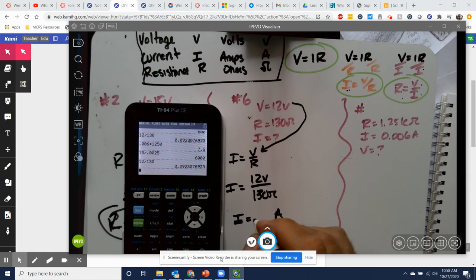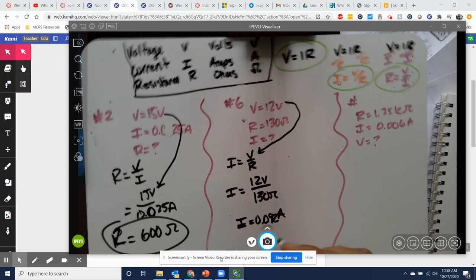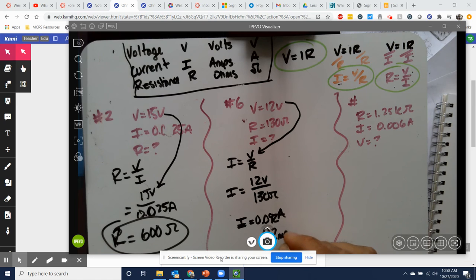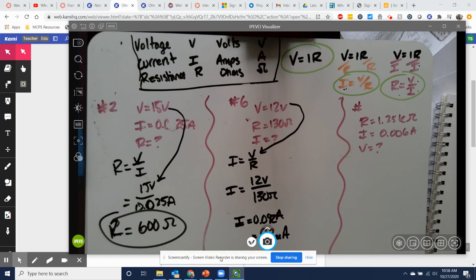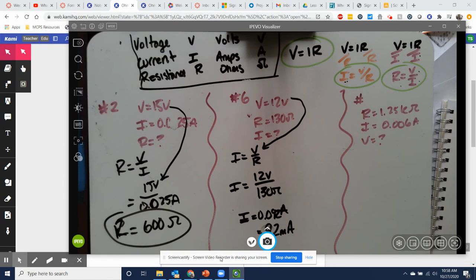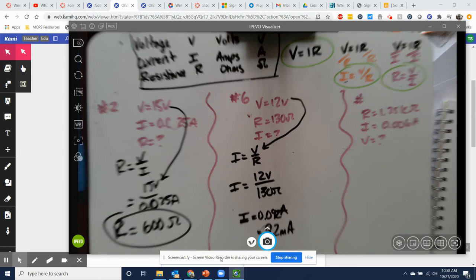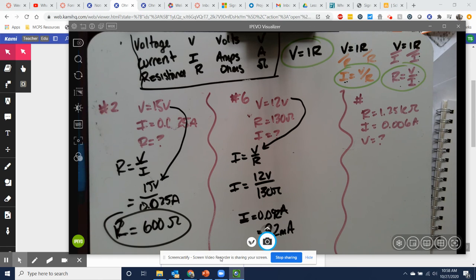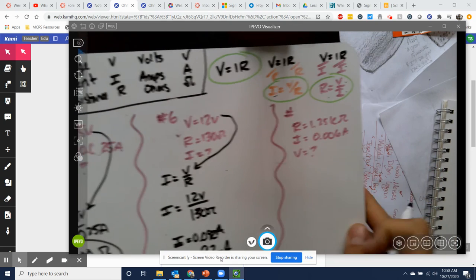It is 0.0923. I'll just put 92, or you could say it is 92 milliamps. Either one is fine. You can leave it as either. It's fine by me. I know them both. But on your test, they might give you an answer that requires millivolts or milliamps. So keep that in mind.